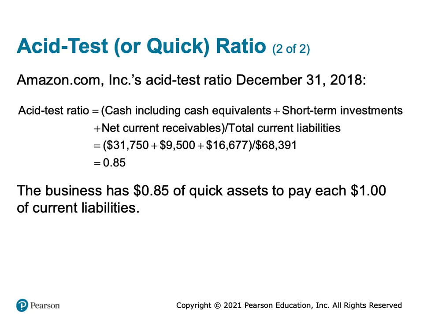So this gives us an example for Amazon as of December 31st, 2018. And so the acid test ratio is the cash and cash equivalents plus short-term investments plus net current receivables, all divided by total current liabilities. And so they gave us the numbers for Amazon with a result of 85 cents. And so that means that for every $1 of current liabilities that Amazon has, they have 85 cents of quick assets available to pay that liability.